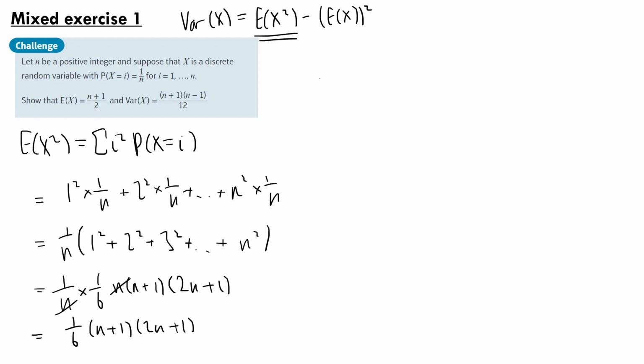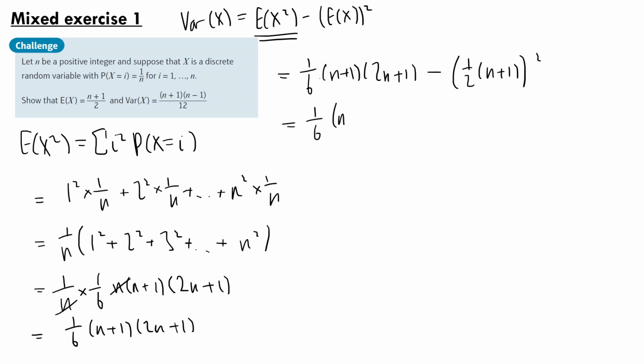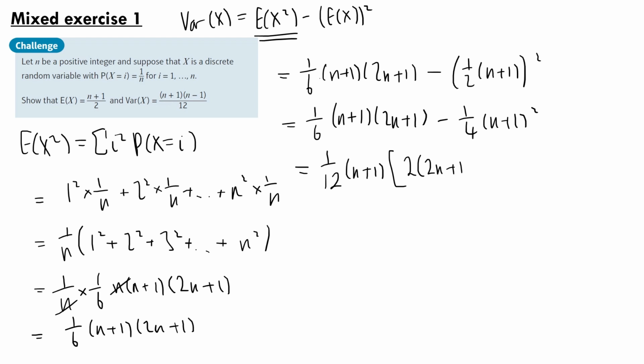And so we have the variance is equal to 1/6 (n plus 1)(2n plus 1) minus a half (n plus 1) all squared. And this is equal to 1/6 (n plus 1)(2n plus 1) minus a quarter (n plus 1) squared. And if we factor out 1/12 (n plus 1), on the inside we're left with 2 times (2n plus 1) minus 3 lots of (n plus 1), which is equal to 1/12 (n plus 1). Here we've got 4n minus 3n, so that's just n, and 2 minus 3, which is minus 1, as required.